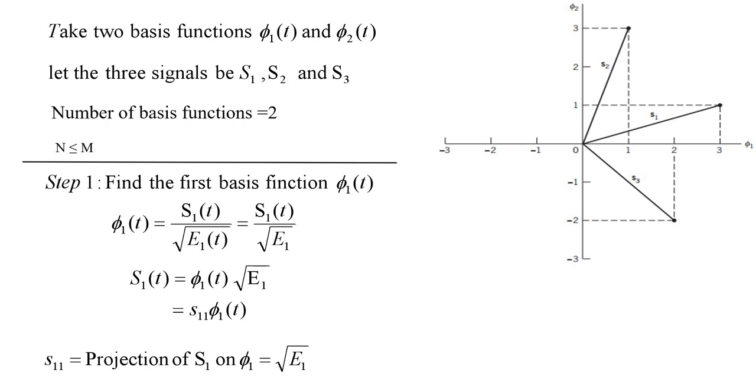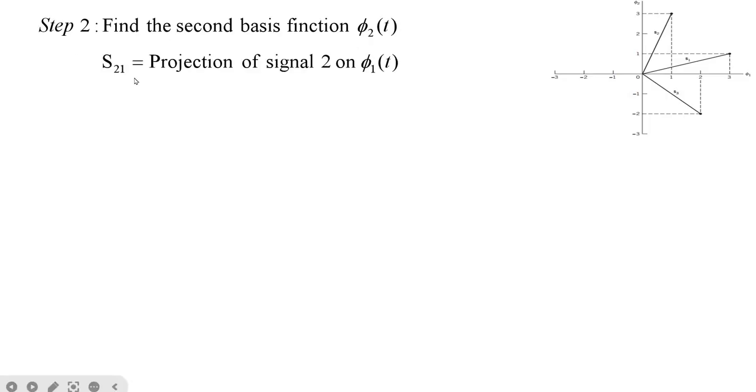Now next we have to go for step 2. Here one more thing is the energy E1. It is given as integration 0 to T of s1 square of t dt, and here T is nothing but the bit duration. Now we have to find out the second basis function, that is phi 2 of t.